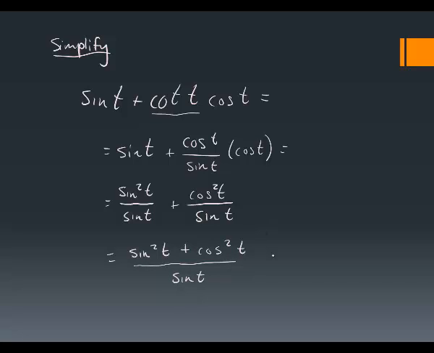And which identity do you think we want to use? Well, how about the one that sine squared t plus cosine squared t equals 1. So we end up with 1 over sine t, which in turn turns out to be cosecant t. And that is a simplified version. Can you believe that this came to be this?